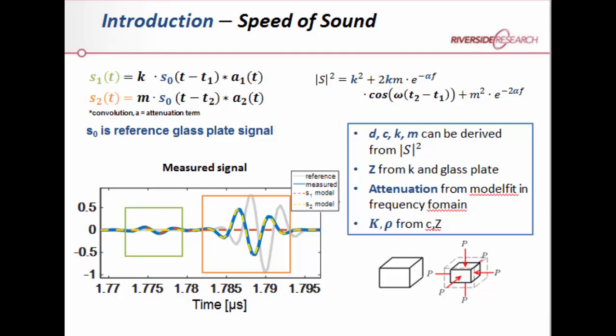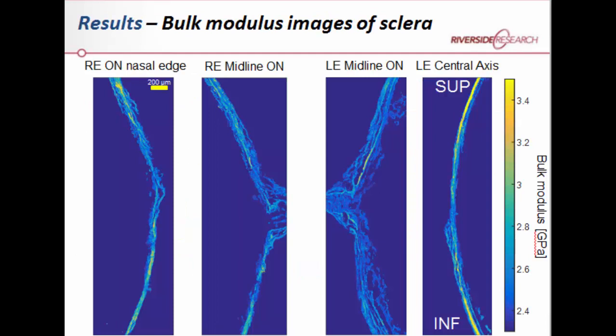And this is just showing a result. This is the reference signal, this is the measured signal, and using this model, you see that we can very well fit our signals to this model. So it demonstrates that the model that we use here is valid. Well, and these were the first results.